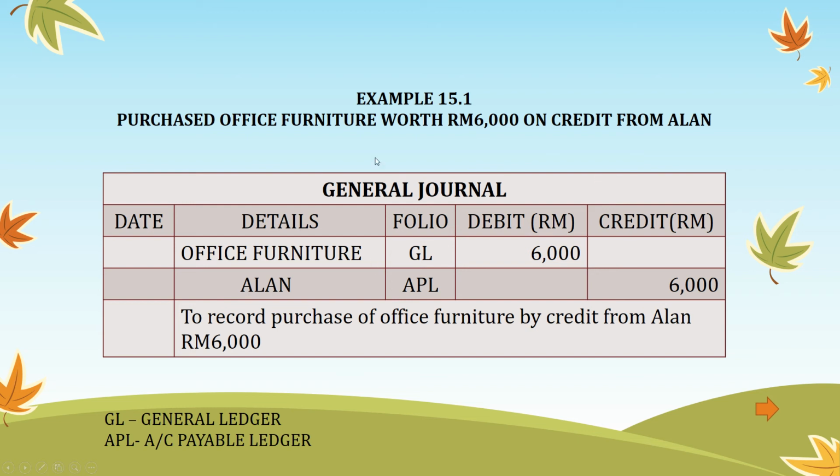So to record the transaction of example 15.1, office furniture will be debited with RM6,000 because purchase of furniture asset increased, so increase in asset is debit. Whereas Alan will be credited because Alan is an account payable, so since liability increases, it will be credited.